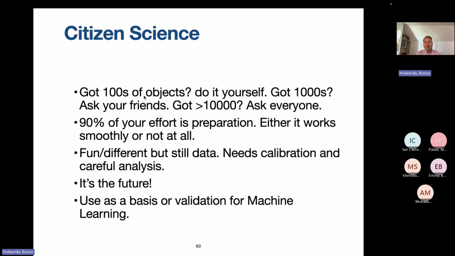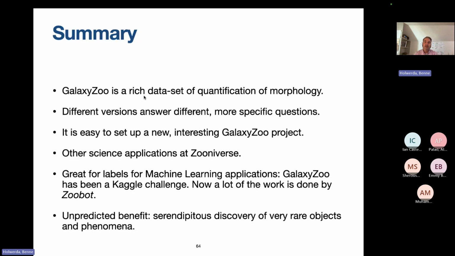It's the future, but also it's the training for machine learning. It's the validation for machine learning. So I just finished a paper, and some of you were on it, where I take 2 iterations of the Galaxy Zoo and see how much they agreed. One of them is full people. The other one is people plus ZooBot. And so, hey, how much do they agree? And they agree quite well. So it's a good, fun, but also good science.